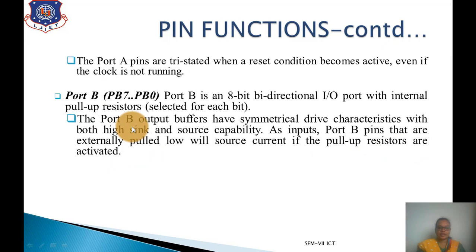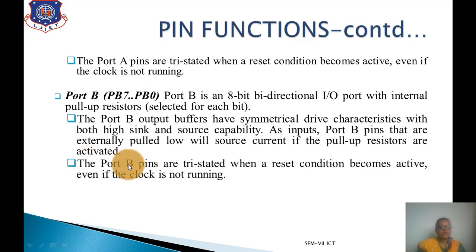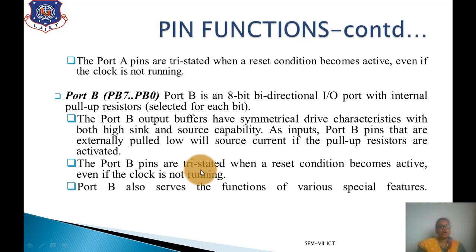Similarly to port A, if they are not being used for alternate functions, then we can use them as input output pins. If we want to use a pin as input, then the pull-up resistors would be low, and if it works as an output, then the pull-up resistors should be activated, that means high. The port B pins are tri-stated when a reset condition becomes active even if the clock is not running. So similar to port A, port B works the same for input output ports. Port B also serves the function of various special features, which we will discuss in the last slide.